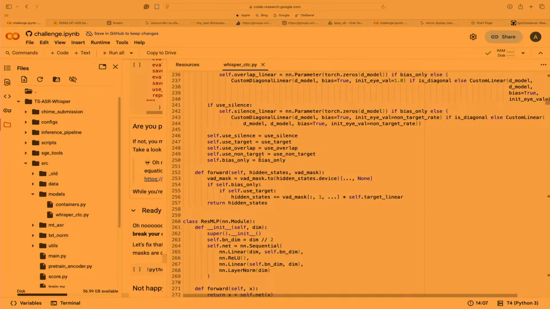So what is happening in this forward function? How many people work with PyTorch? Who's familiar with PyTorch? Who has run any training? Okay, most of the people. So what's happening on this row, row 253?